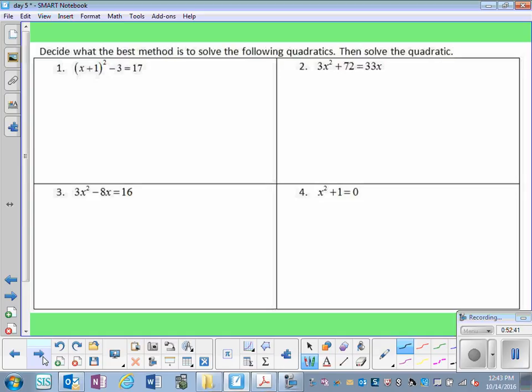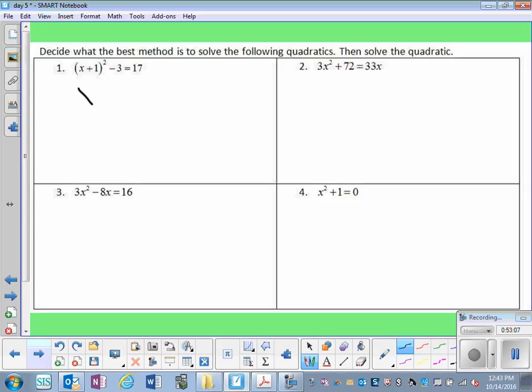So let's see the first one. What do you want to do? Factoring or perfect squares? Perfect square. Let's do perfect squares, right? And why do we say that, Isaiah? Because it's one that works, perfect square. Yeah, because we have this perfect square here and only numbers, right? We don't need to do the quadratic formula. So we'll just do the perfect squares.